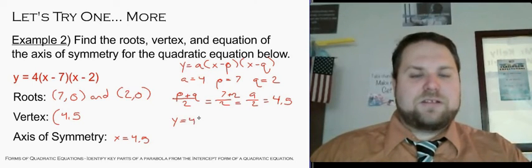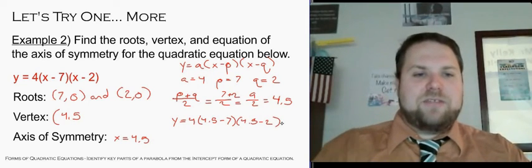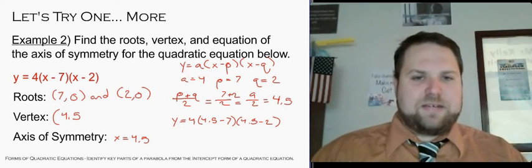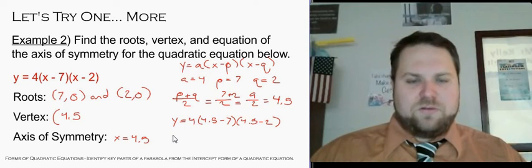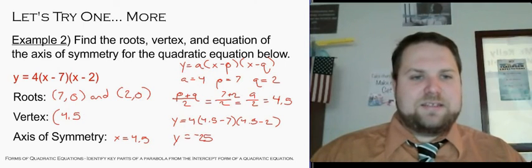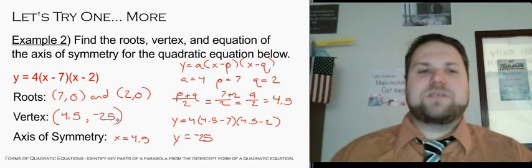So y equals 4 times 4.5 minus 7. So I just replace the x with the 4.5, and again right here 4.5 minus 2, and then we're going to take that and put it into the calculator. And this one comes out to be negative 25. So when I crunch all those numbers, I get y equals negative 25. And that is the y-coordinate for my vertex. Just like that. And so now, again, I've found all the parts that I can find from this.